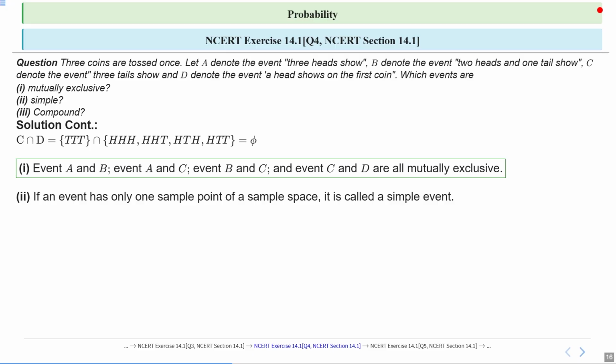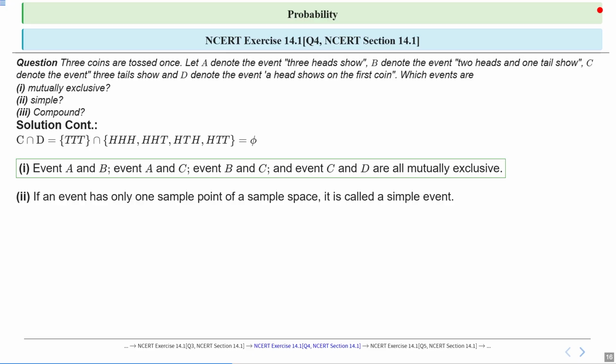Now, which events are simple events? What is the definition of a simple event? We have studied simple events in our previous class, so try to recall. If an event has only one sample point of a sample space, then this event is called a simple event. So a simple event has only one sample point. Clear?